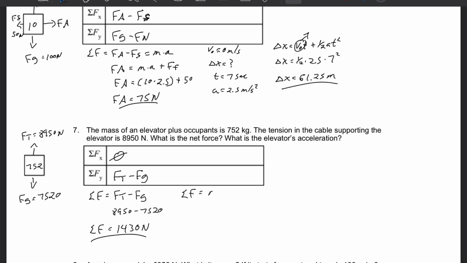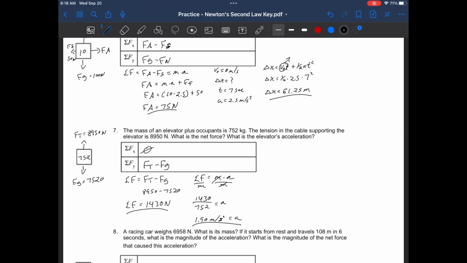What is the elevator's acceleration? Net force is equal to mass times acceleration. We know the net force, it's 1430. We know the mass, it's 752, so divide mass to the other side. 1430 divided by 752. That will get us our acceleration. Put that into a calculator. We get 1.90 meters per second squared for the acceleration. And it's accelerating upwards because the net force is upwards.